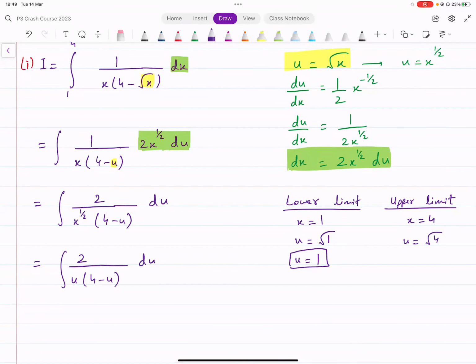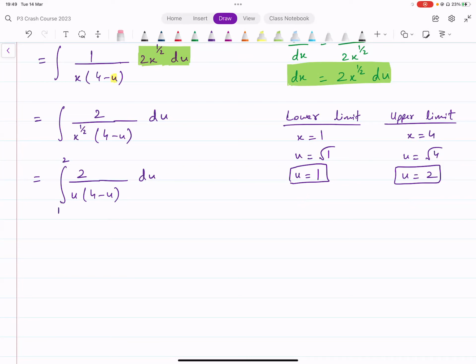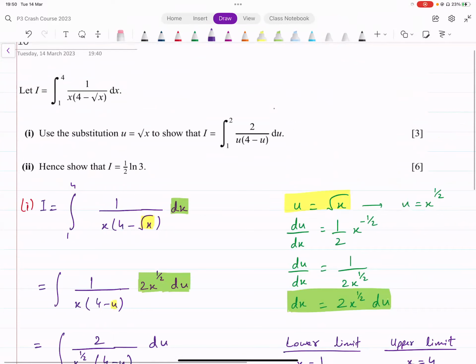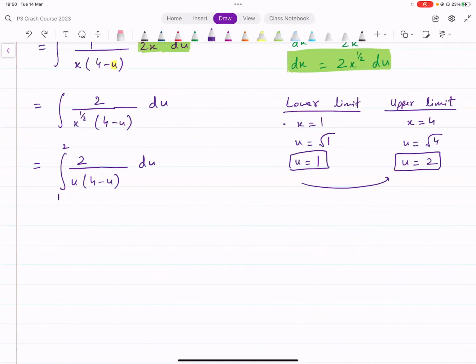It's necessary to show this process where you are converting these limits because they've already given you the answer here, that this is what you want to convert it to. Since the limits are already given there, the marks are going to be for the working that shows how these limits change to these limits. So you have to show this working, how x equals 1 gives you u equals 1 and how x equals 4 gives you u equals 2. So this working is important. You have to show this in the exam.